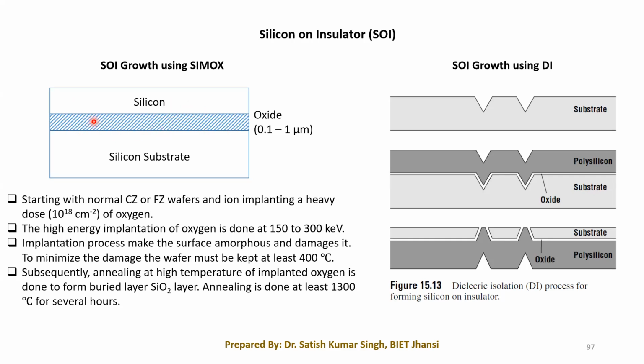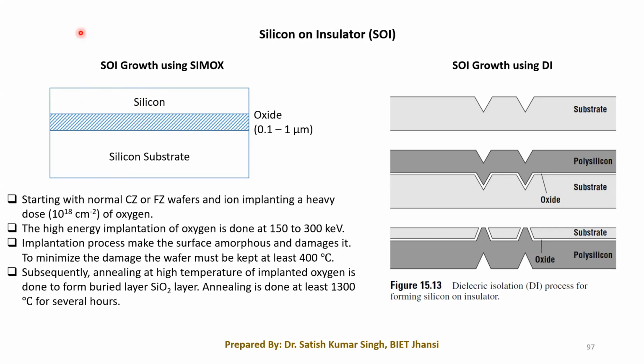And once this implantation is done, we have to go for the high temperature annealing process. We have to increase the temperature a lot, up to 1300 or 1400 degrees centigrade, and keep it there for several hours. Then it will form a SiO2 layer, and this way it will form a buried layer of SiO2. So finally we get the layer, and then again we can go for the silicon deposition.